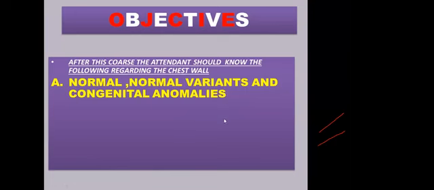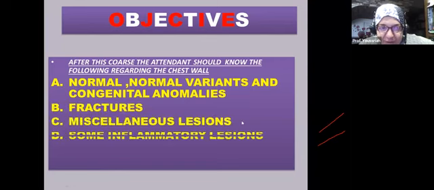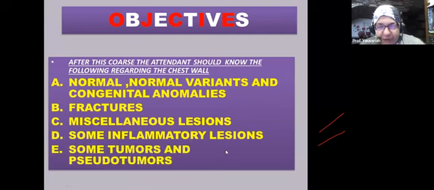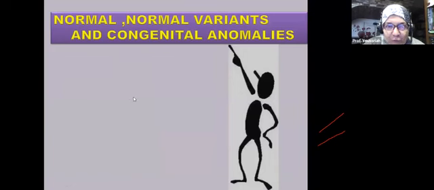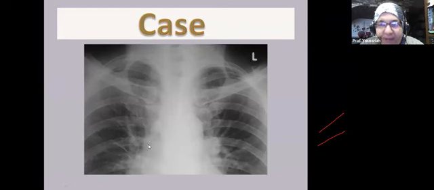Okay, we need to know the normal variance and the congenital anomalies, fractures, miscellaneous lesions, some inflammatory lesions, and some tumors and pseudotumors. First of all, the normal variants and congenital anomalies. This image is very important. We need to know it by heart so as not to be misled into diagnosing abnormalities that are not found.